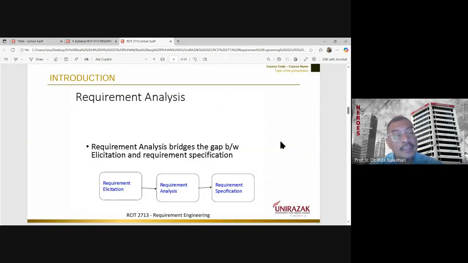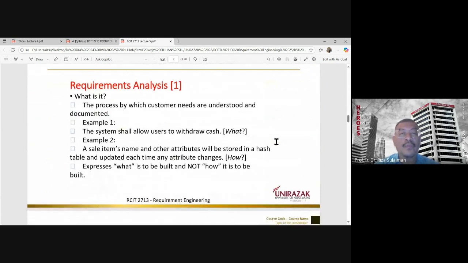So requirement analysis is necessary because it bridges the gap between elicitation and the requirement specification. Yeah, you have the requirement elicitation, and then you have the requirement specification. You need to have one step in between, which is the requirement analysis. So what is it? Requirement analysis is the process by which the customer or stakeholder comes to understand the documented requirements.